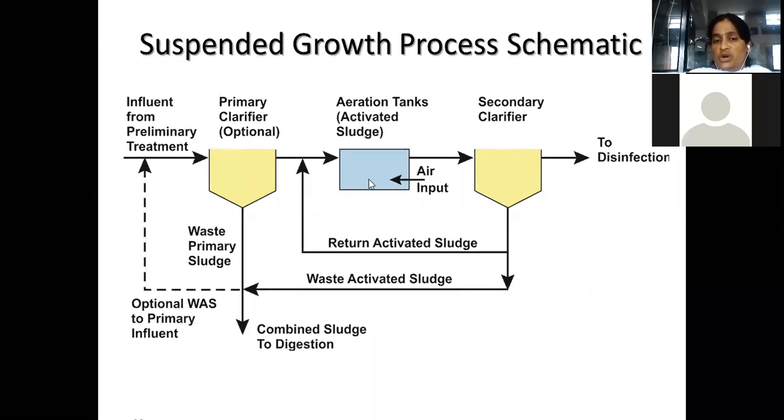Whatever is not possible to remove here, which is in a dissolved form, the organic impurity, has been consumed by the microorganisms. And how have they consumed it? Because we have provided them oxygen as an energy source, they have consumed it. Now it is in the stomach of the microorganisms, and that can be transferred.